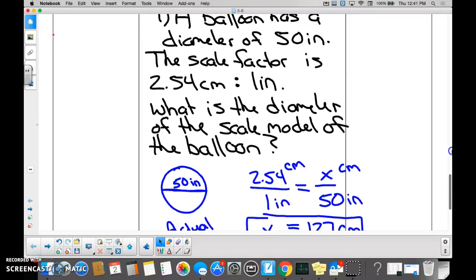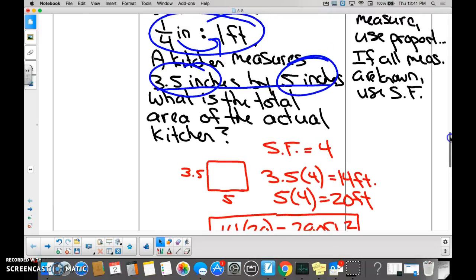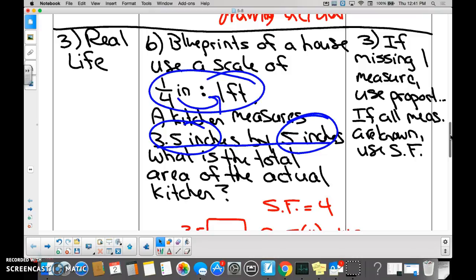I love the cheat sheet idea. This is one of my favorite cheat sheet idea notes of the whole year. I know this is getting long. If missing one measure, this is the number 1. If missing one measure, use proportions. If all measures are known, use scale factor. If you're missing one measure, could you actually still use scale factor too? Yes.